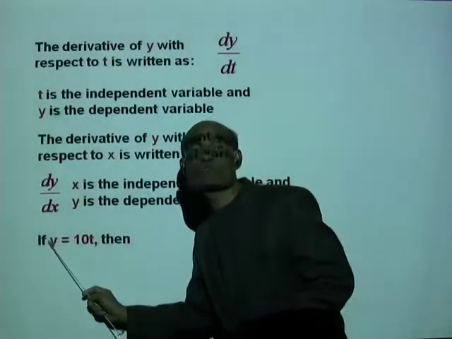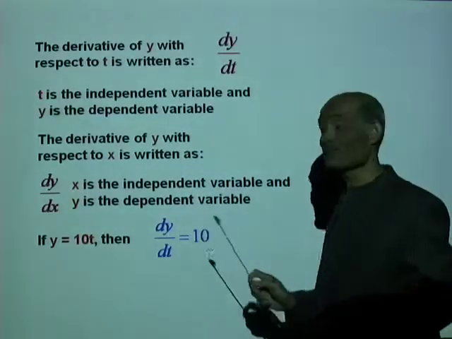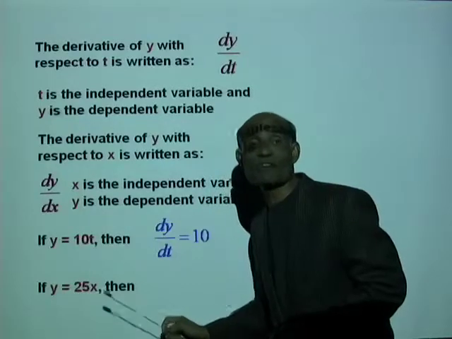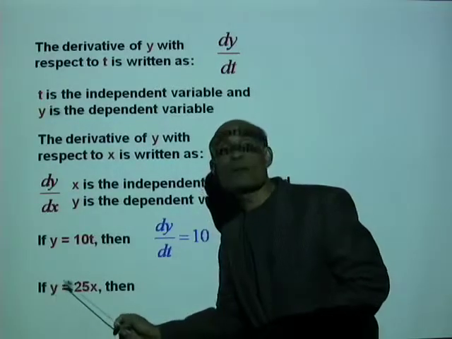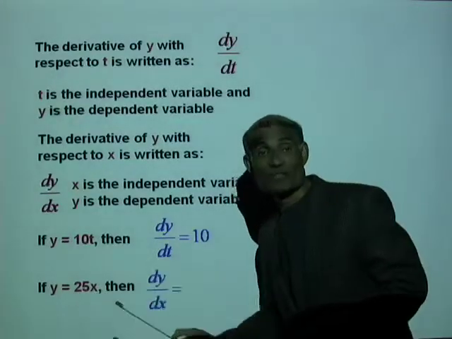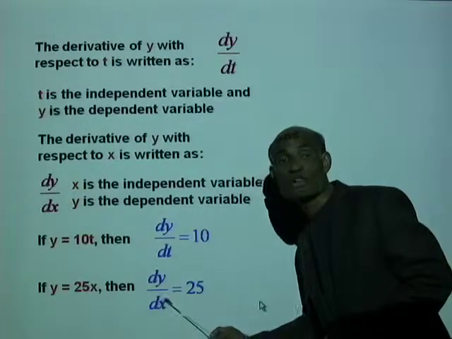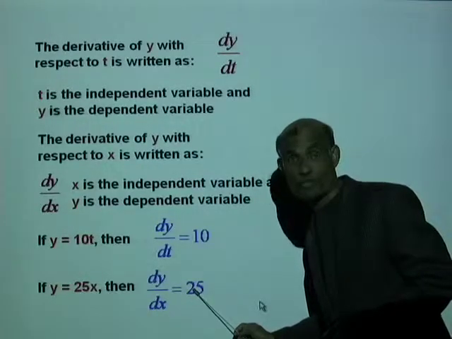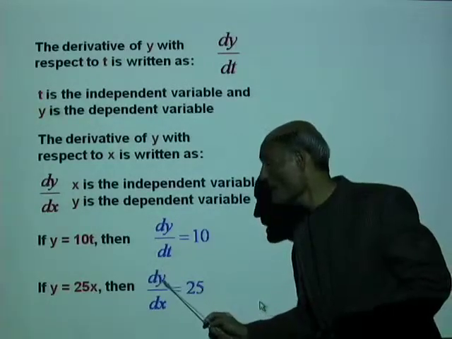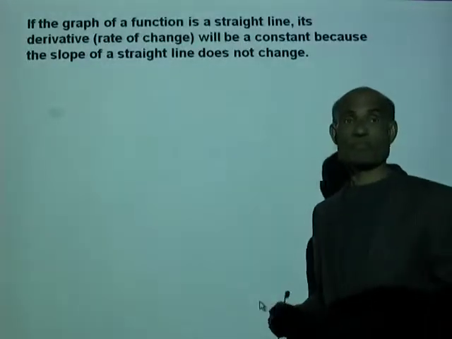What is the rate of change of y with respect to t? It is 10. That's right. If y equal to 25x, then what is dy by dx equal to? It will be 25. The rate of change of y with respect to x is 25. What does that mean again? When x changes by 1 unit, y will change by 25 units. That's the meaning in there.